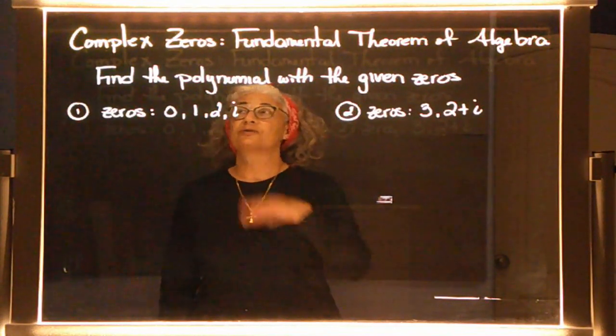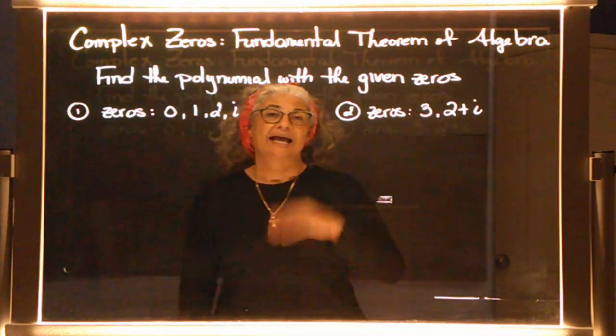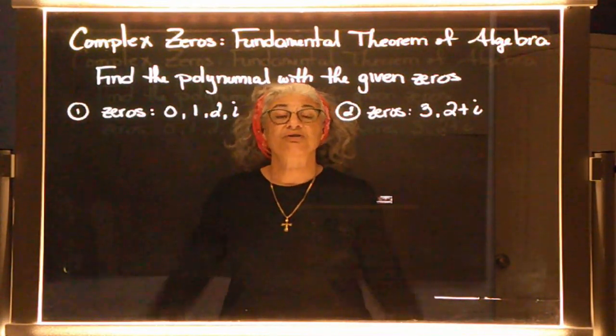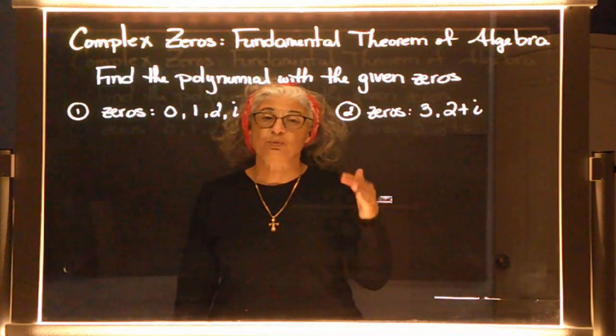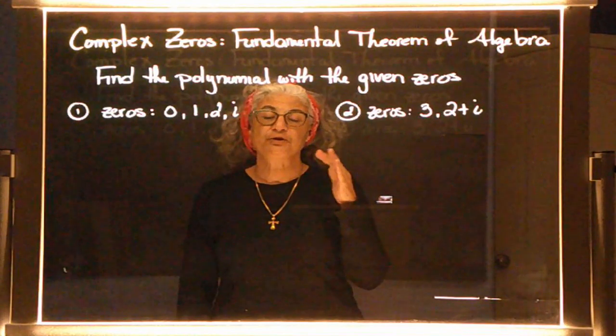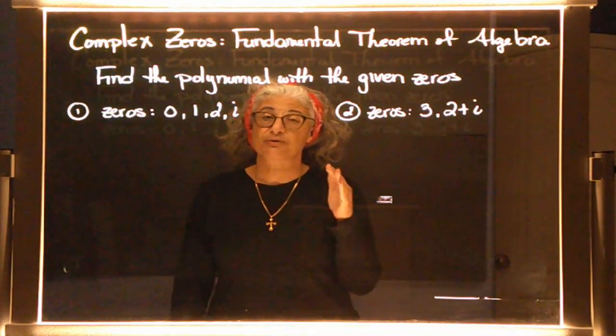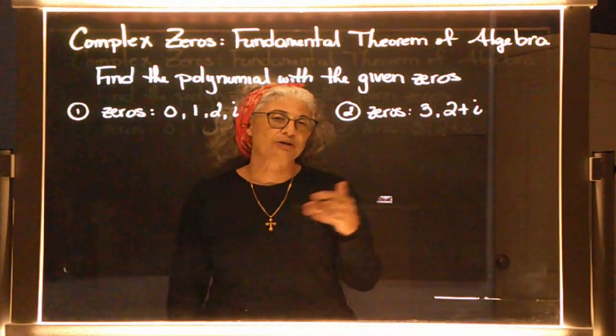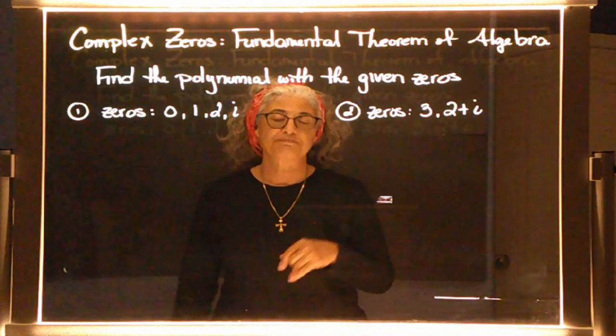Okay, so let's scoot on. We're talking about complex zeros and the fundamental theorem of algebra. Well, the fundamental theorem of algebra states one thing very simply. If you have a polynomial whose degree is greater than or equal to 1, you have at least one complex zero. Okay?